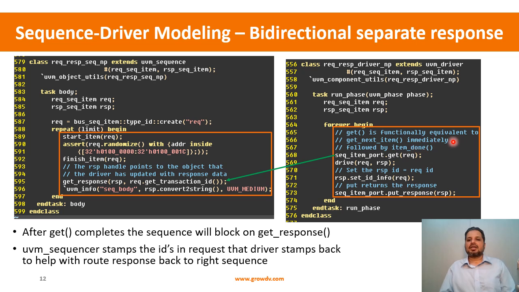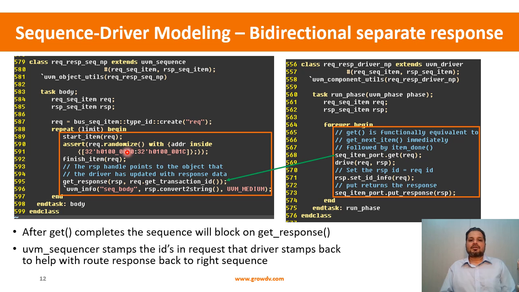What's the speciality of this get? Get is functionally equivalent to get next item immediately followed by item done. It's a combination of both of them. It's one wrapper that does get next item and item done together. So now what does that mean to the sequence? That's what we need to understand.